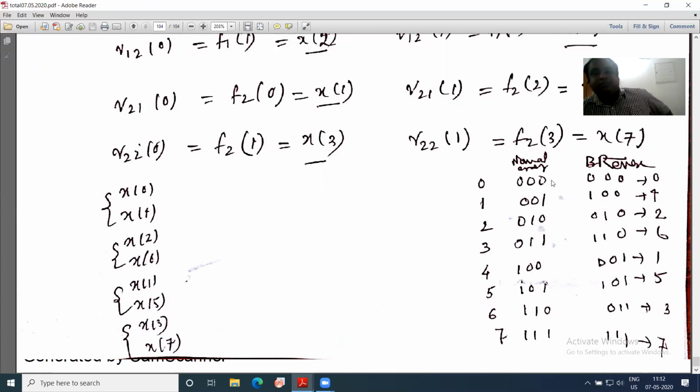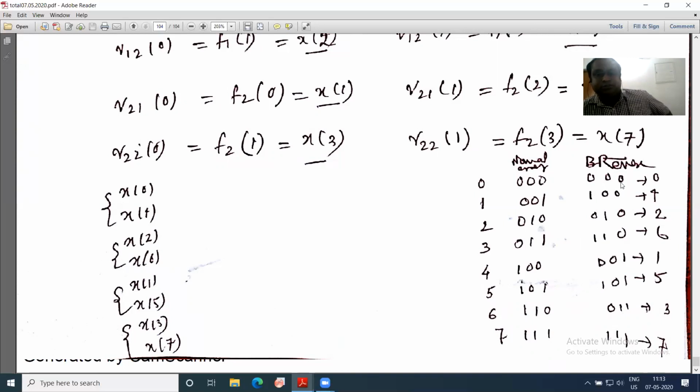Now, if you write the bits in reverse order, how do you write? 000 will remain the same. 100 will be 100. 010 will be the same. 011, if you write in reverse order, will be 110. Now 100, in reverse order, will be 001. 101 will remain the same. 110, in reverse order, will become 011. And 111, in reverse order, will become 7.